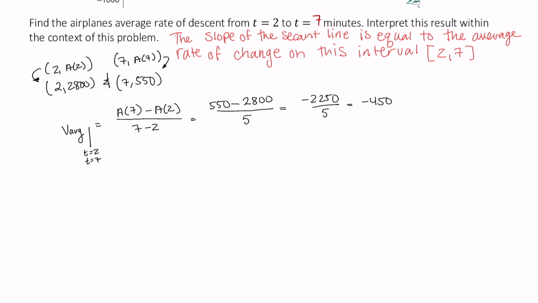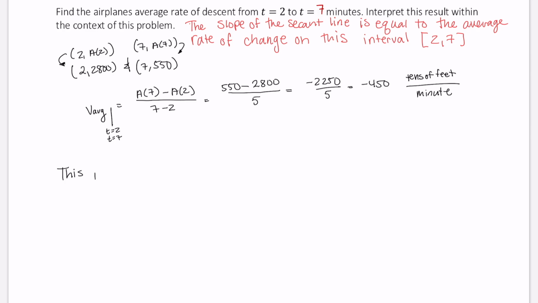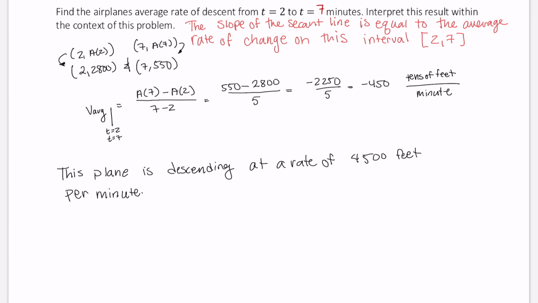And now what are our units? Remember, this is in tens of feet per minute. So within the context of this problem, we write this plane is descending or losing altitude at a rate of 4,500 feet per minute. And now I'm going to just quickly touch on two things.